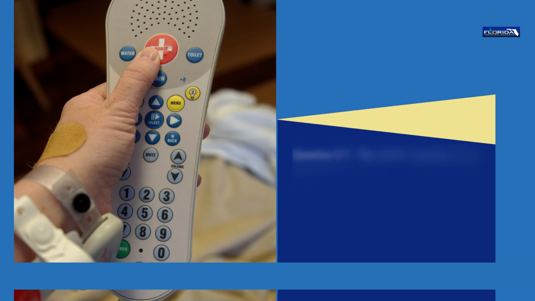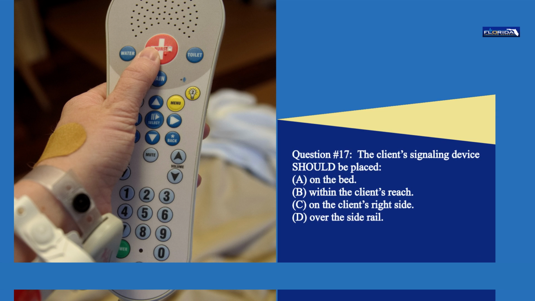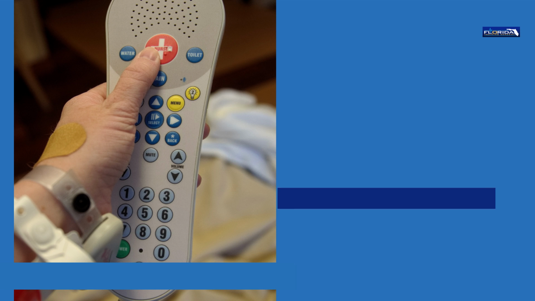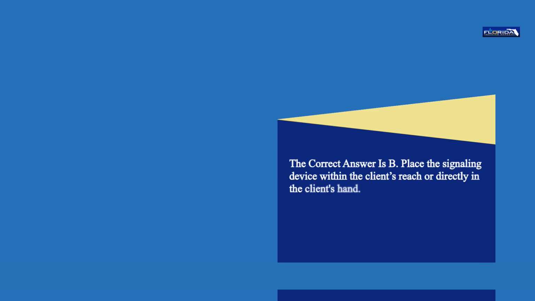Question number 17. The client's signaling device should be placed A. On the bed. B. Within the client's reach. C. On the client's right side. D. Over the side rail. The correct answer is B. Place the signaling device within the client's reach or directly in the client's hand.